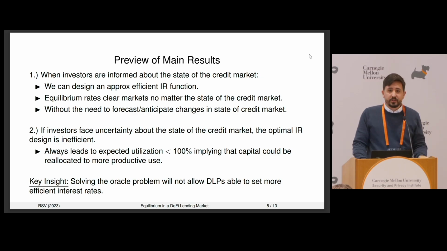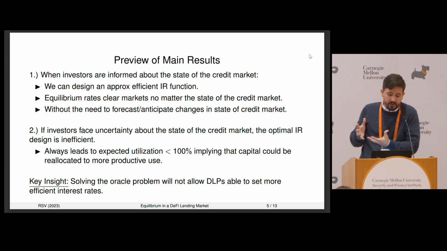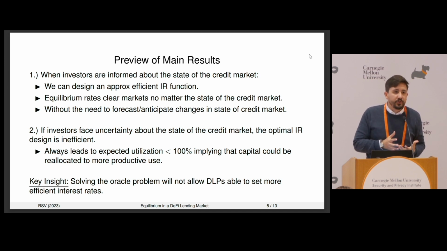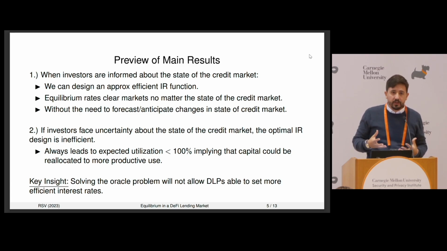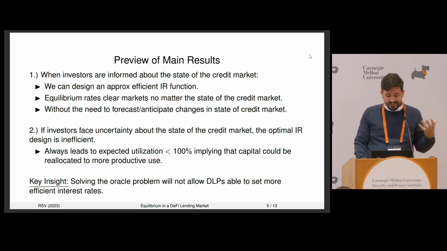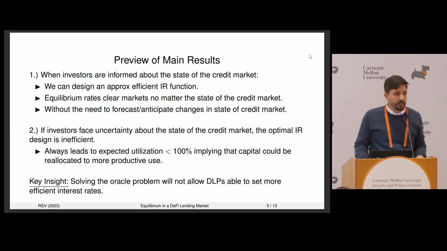Once the users have uncertainty about that, or the state of the credit market is evolving quickly or is more volatile, then the optimal interest rate setting mechanism is going to have to embed an inefficiency, and it's going to lead to excess supply of funds. These funds could be reallocated for productive use, but they basically have to sit unused in the platform in order for borrowers to be willing to borrow from the platform.